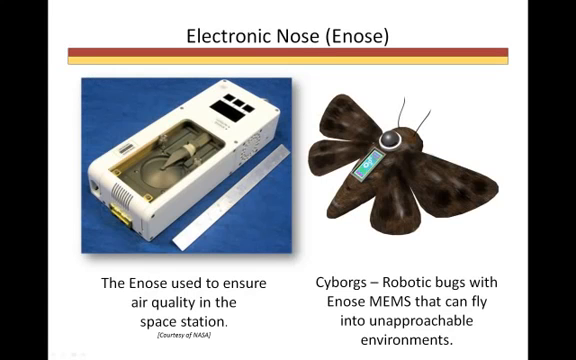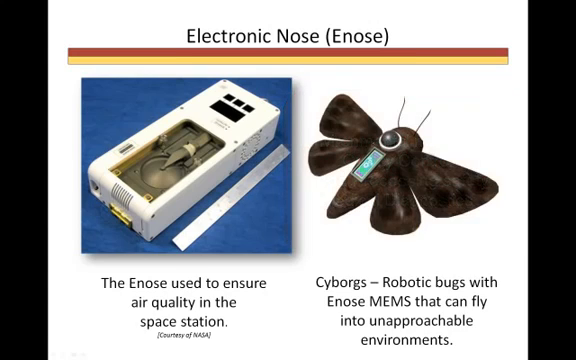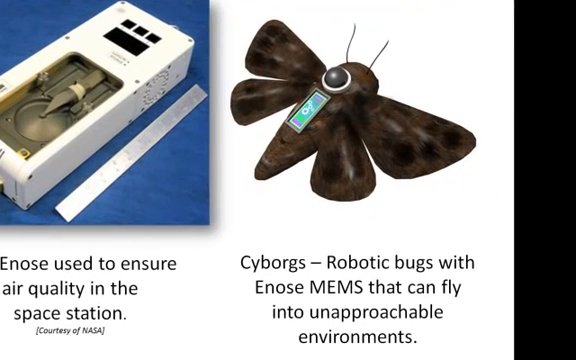The electronic nose, otherwise known as the e-nose, senses a variety of gases, compounds, and a combination of compounds. An e-nose has been developed by NASA for use on spacecraft to alert the crew to dangerous leaks such as ammonia. Such a device has numerous medical, industrial, and commercial applications, such as environmental monitoring, quality control, food processing, and medical diagnostics.